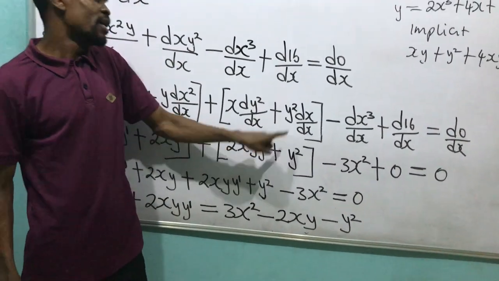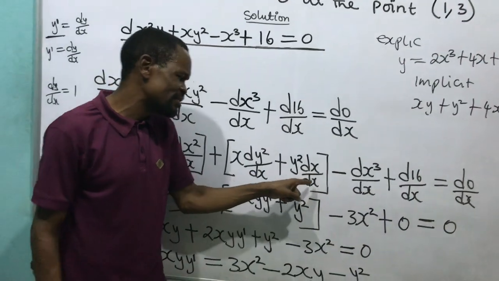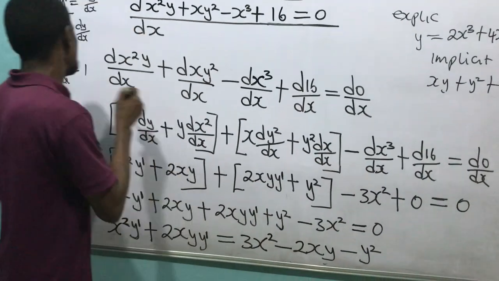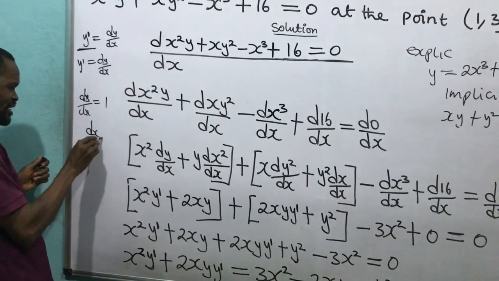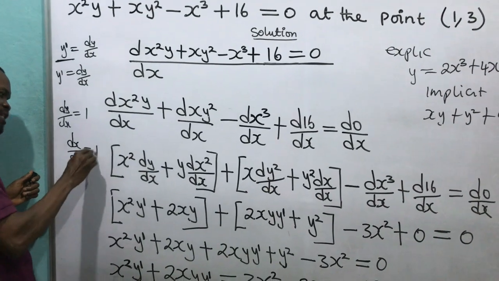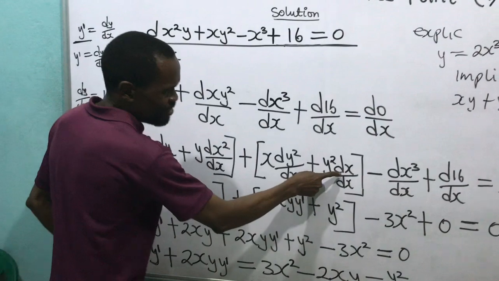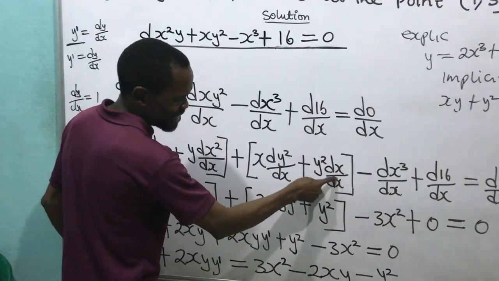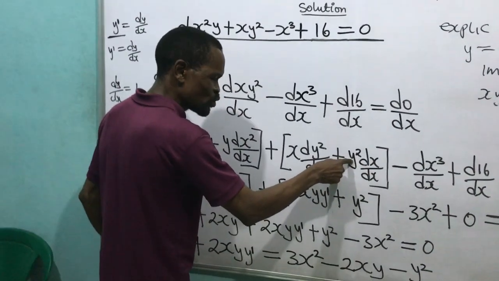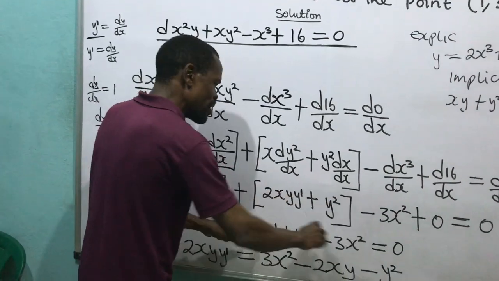Look at the plus. Then now differentiating x in respect to x means dx/dx. The answer is 1. So when I differentiate this x in respect to x, the answer is 1. 1 times y squared will give me y squared. I put it in bracket.